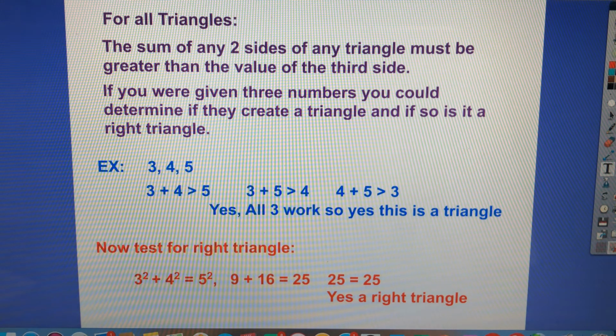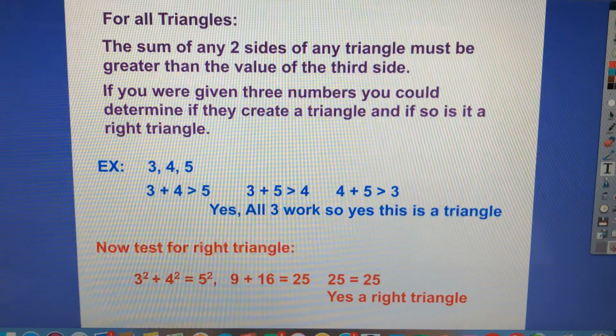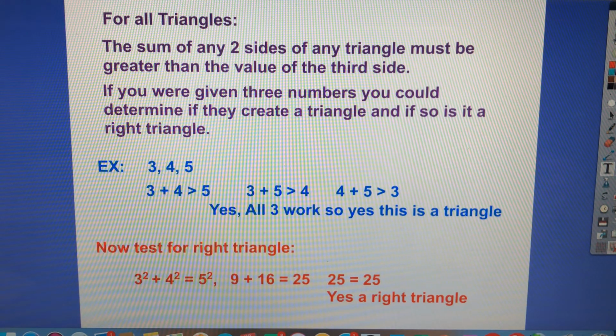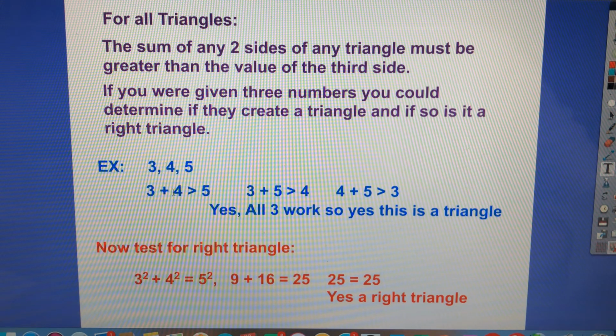Again, another question asked often. They give you three numbers and say, will they create a triangle? Normally you just think, well, of course they will. They're three different lengths. Sure, that's not true. In this case, the sum of any two sides, 3 and 4, add them together. Is it greater than 5? Yes. 3 and 5, is it greater than 4? Yes. 4 and 5, is it greater than 3? Yes. All three work, so this is yes, a triangle.